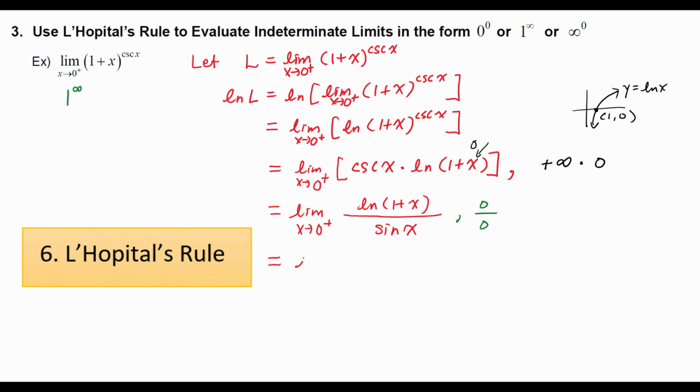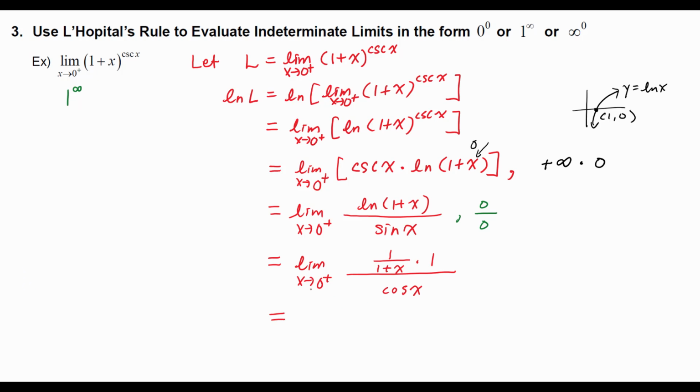So then this is equal to the limit as x approaches 0 from the right. The derivative of ln u is 1 over u times u prime, and my u prime is just 1. The derivative of sine x is cosine x. So now I'm going to plug 0 for x. I get 1 over 1 plus 0, which is 1. 1 times 1, which is 1. Cosine of 0 is 1, so you get 1. But that's not the answer, remember?